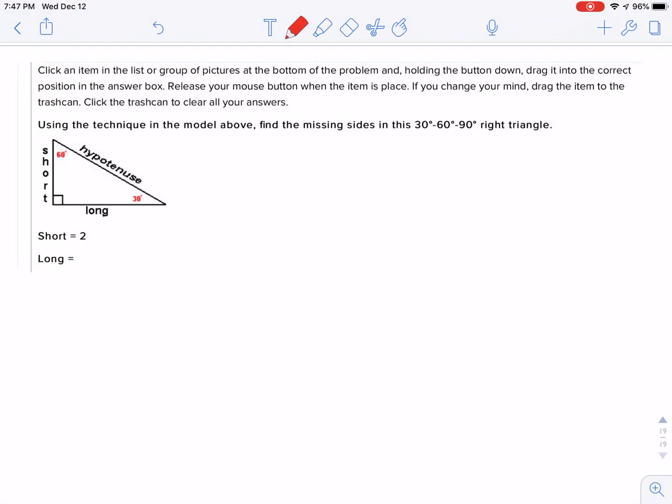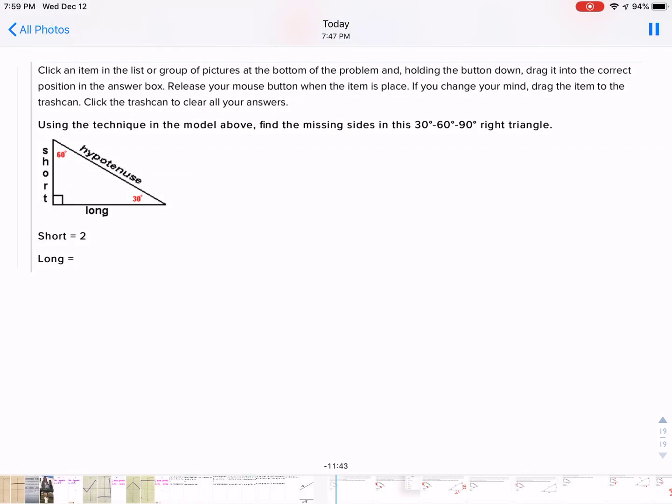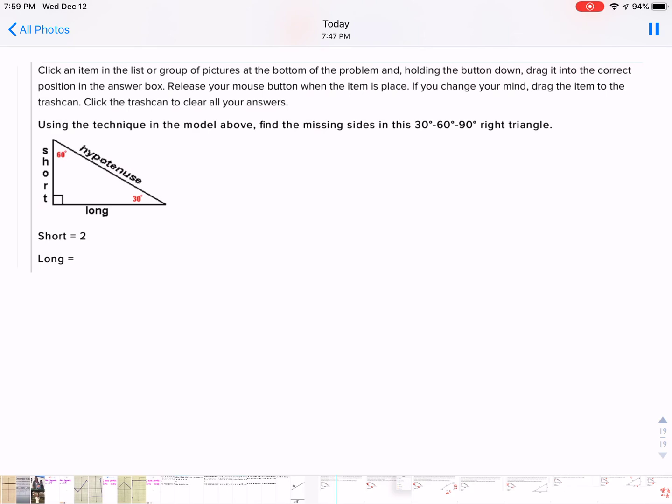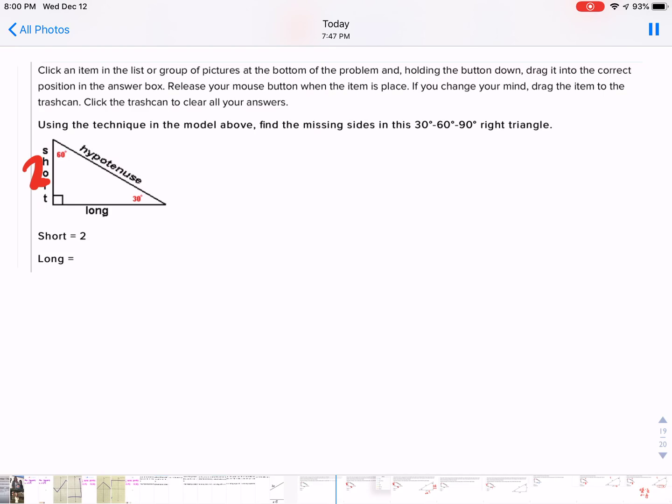Okay, and some of these use that 30, 60, 90, so I wanted to give you an idea of how to do this. On one of these problems right here, it gives you the triangle of the 30, 60, 90, and it tells you that the short side is 2. So if the short side is 2, since 30 is the smaller of those two angles, then it has to be the side that's across from that. So that means this side is 2. And they want us to find this side down here, so we can call that X, I guess.